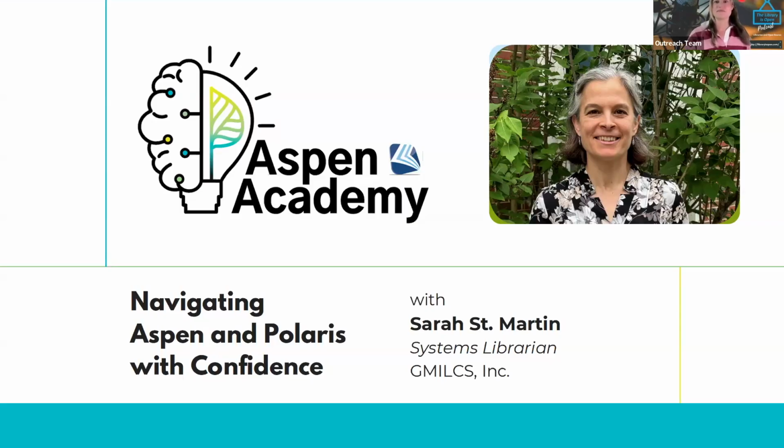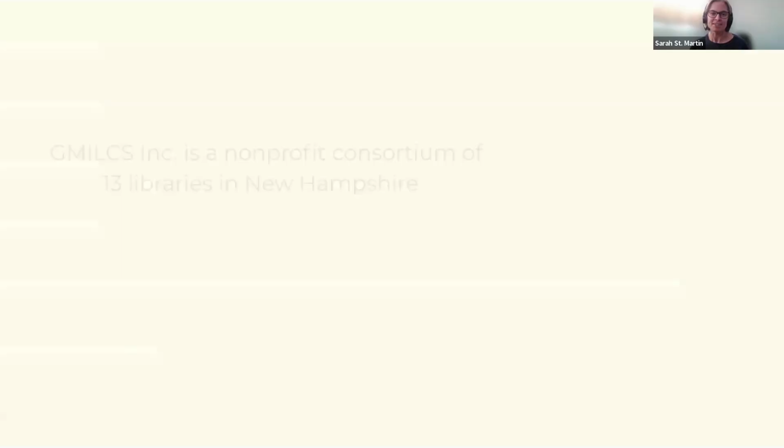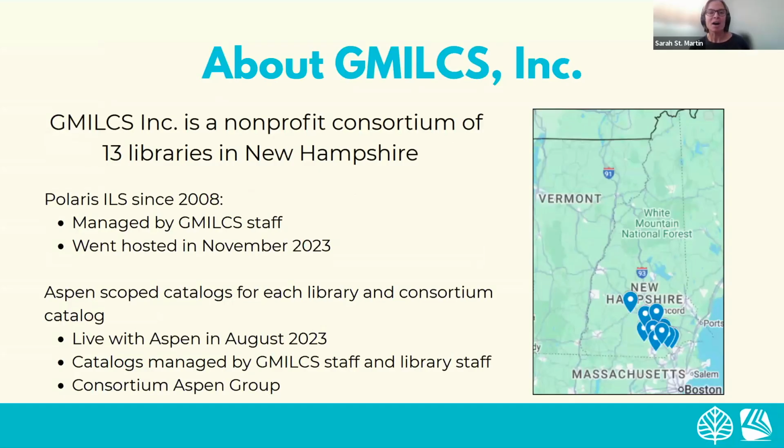Sarah, take it away. Hi, everyone. Thanks, Elise. I'll just get started here. I feel like I have a lot to cover. Like Elise said, we're a nonprofit consortium of 13 libraries in New Hampshire. We have 12 public and one academic library. We've been on Polaris since 2008.